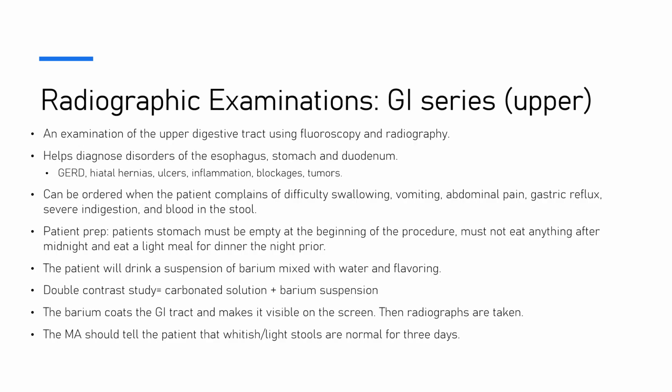So some of those different disorders that can affect those 3 parts include GERD, which is gastroesophageal reflux disease, hiatal hernias, ulcers, various inflammations, blockages, as well as tumors. This can be ordered when the patient complains of difficulty with swallowing, complaints of vomiting, abdominal pain, gastric reflux, severe indigestion, and blood in the stool.